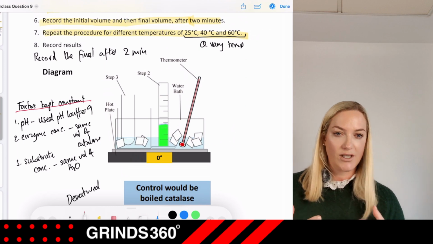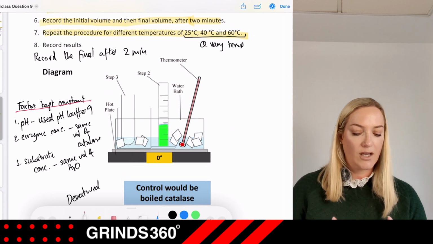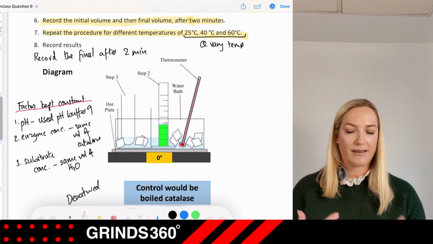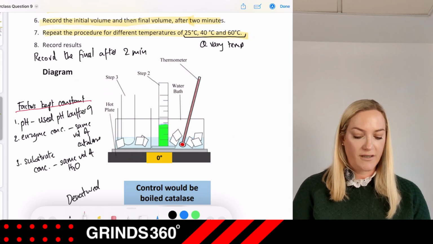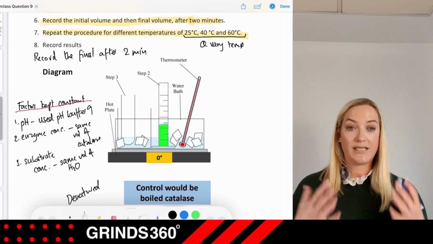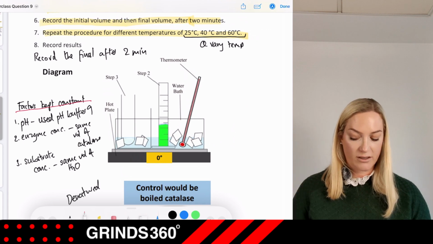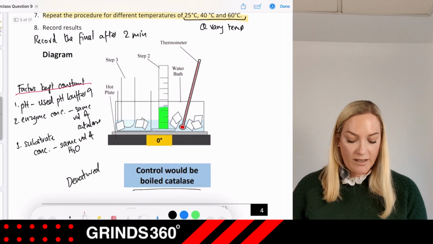What did we change in this one? What was our independent variable? It was our water baths at different temperatures. And you're trying to figure out which water bath, which temperature produced the most product here. So here is our control.